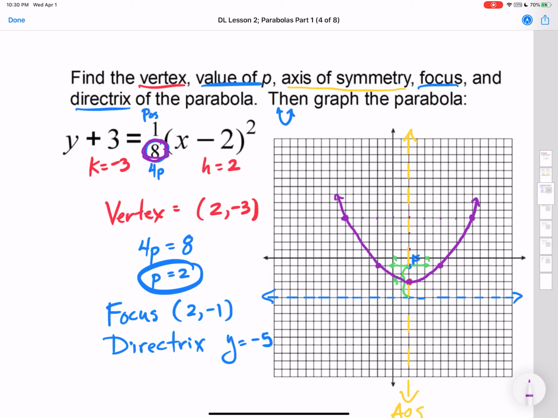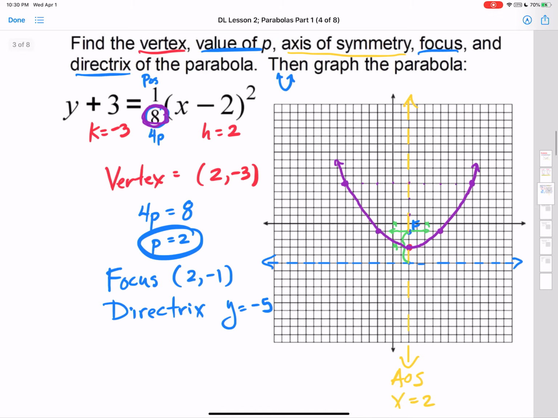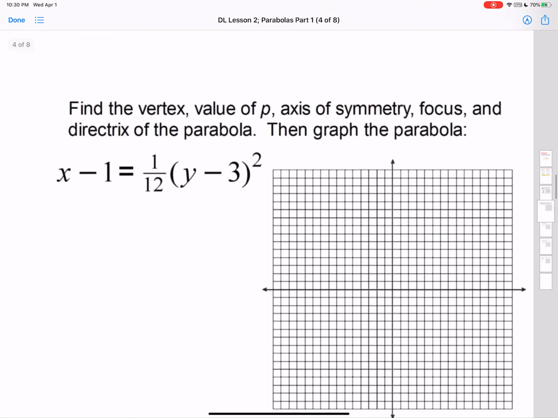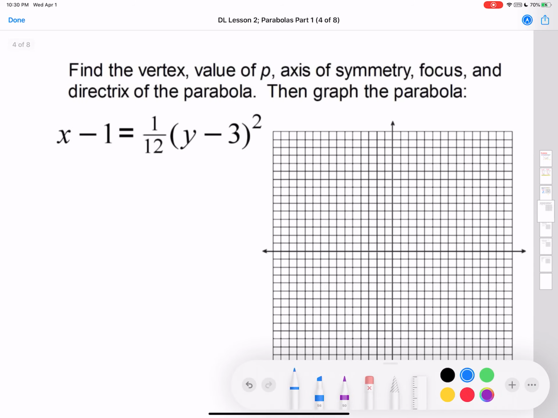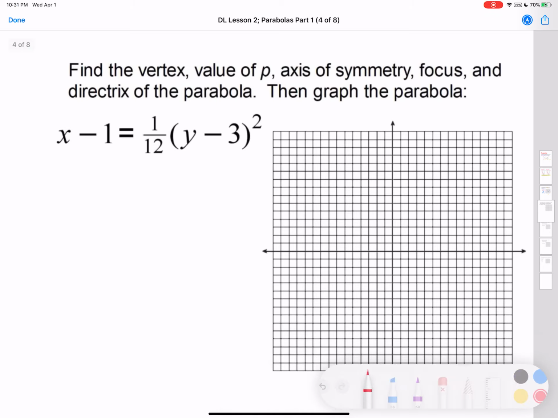All right, so let's go ahead and try another one. And we're going to take a look at one where it's going to be a horizontal parabola. And I know it's a horizontal parabola because it starts off with an x minus h. So we have our x minus 1, so we have that x minus h. So I'm going to write out my h and my k. And my h value here is going to equal 1. The k value is equal to 3.